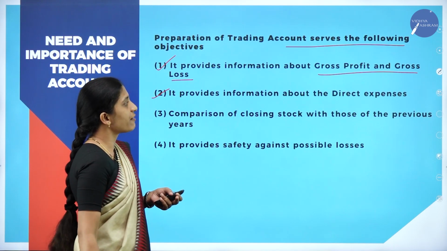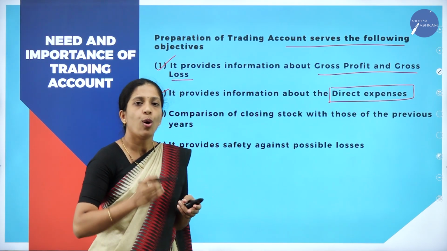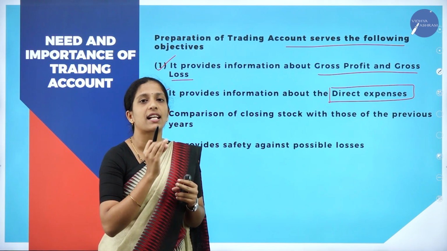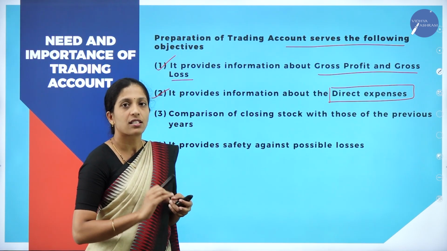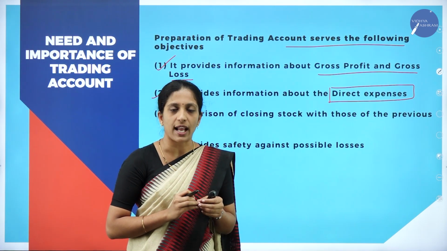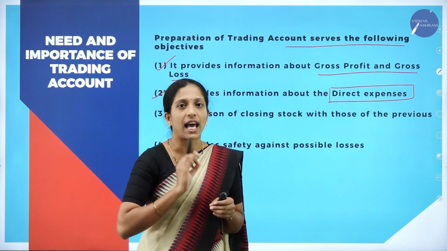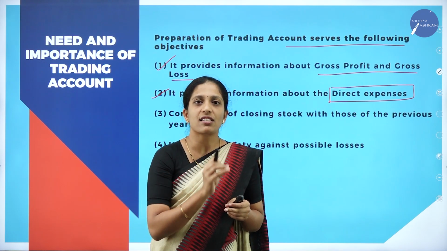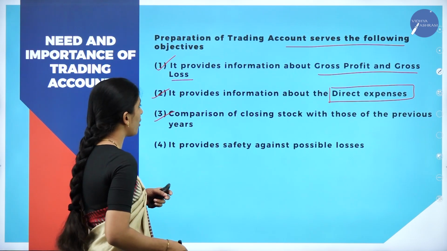Next, the second one is it provides information about direct expenses. What type of expenses are we going to record under your trading account? Only the direct expenses. What do I mean by direct expenses? The expenses which are directly involved in manufacturing a particular product. They are all termed as what? Direct expenses. For example, lighting. The lights which are used to manufacture a particular product, or the wages given to the workers in the factory. All these expenses are called as what? Direct expenses. Or import duty, so importing of raw materials. All these are termed as what? Direct expenses.